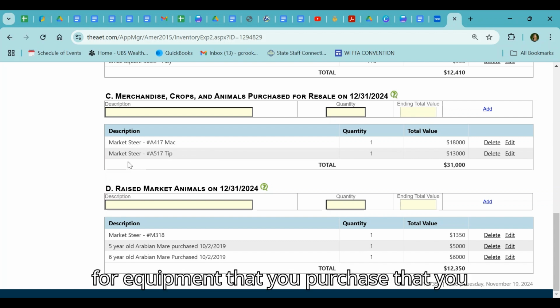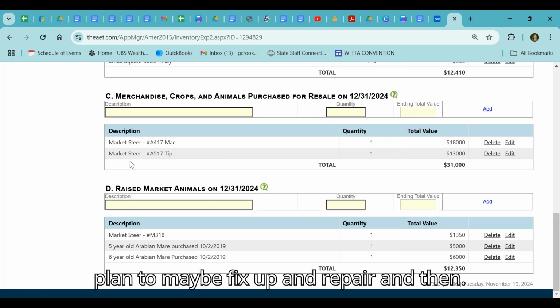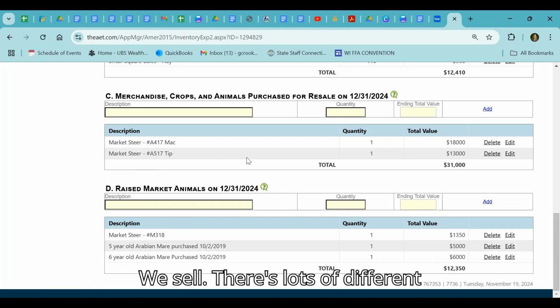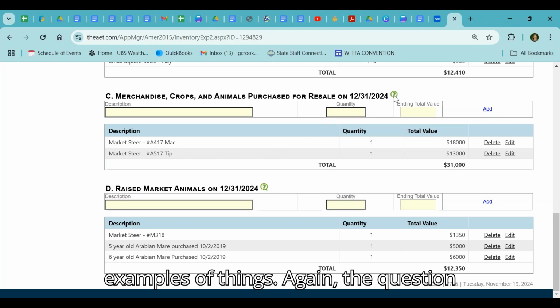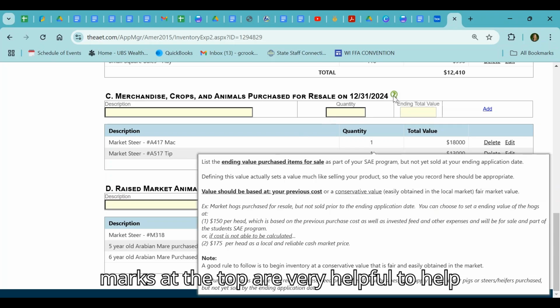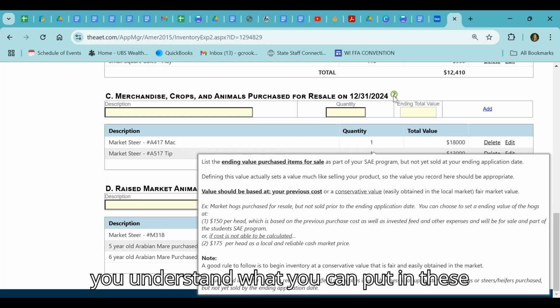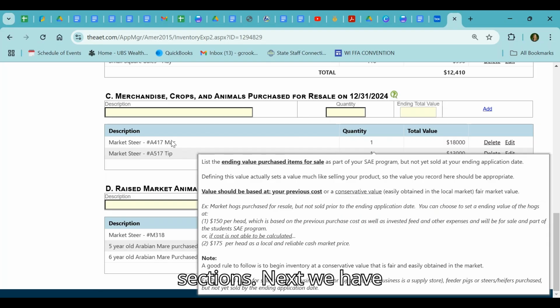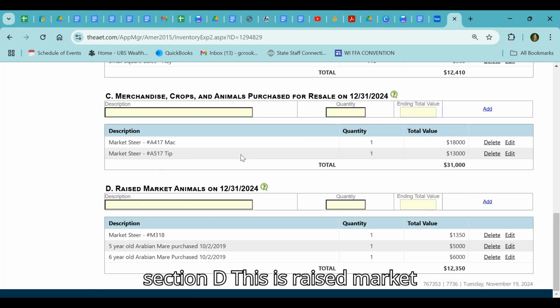It could be true for equipment that you purchase that you plan to maybe fix up and repair and then resell. There's lots of different examples of things. Again, the question marks at the top are very helpful to help you understand what you can put in these sections. Next, we have section D.